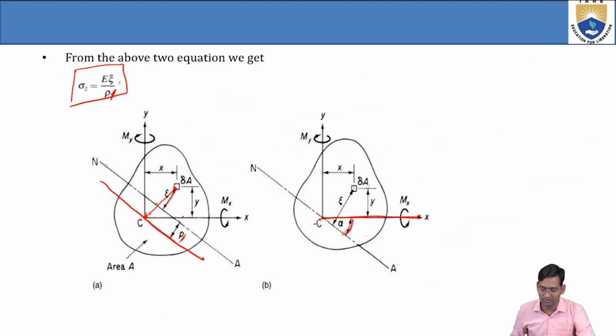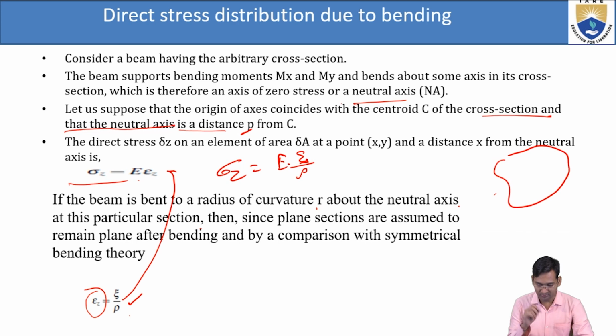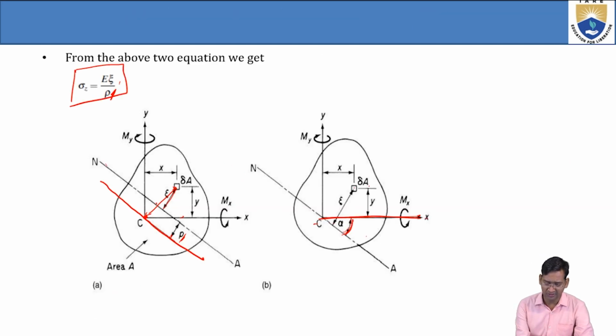Just see quickly once again. Now the direct stress distribution due to bending we have to find. According to Hooke's law, sigma z equals E into epsilon z. But we assumed according to the compression that epsilon z equals zeta by rho, where zeta is the distance. So let's substitute zeta by rho in the stress equation: sigma z equals E zeta by rho.